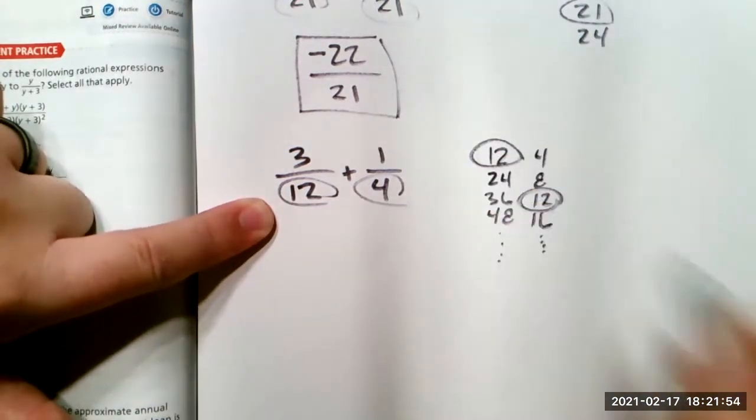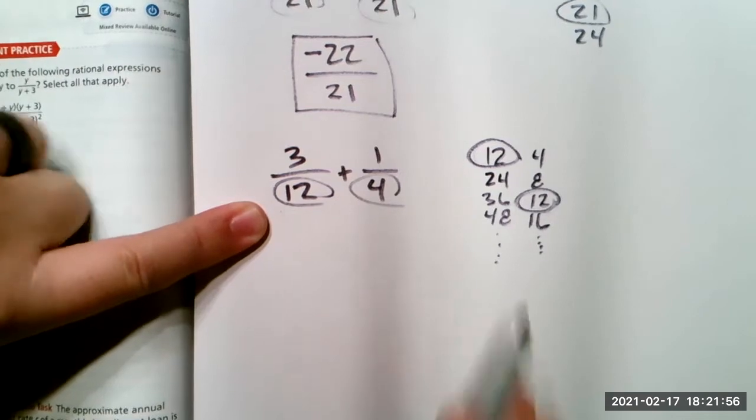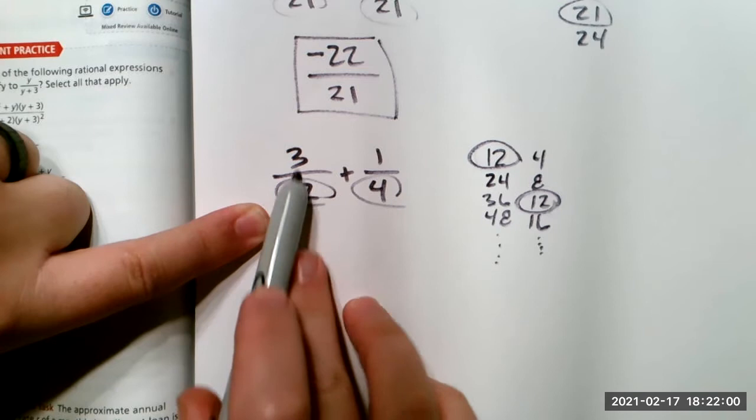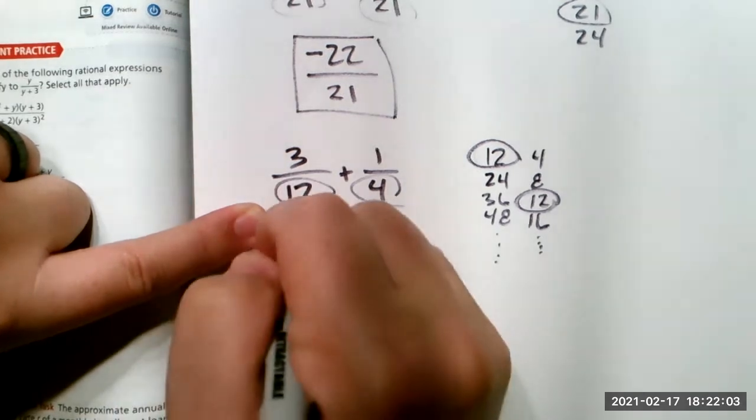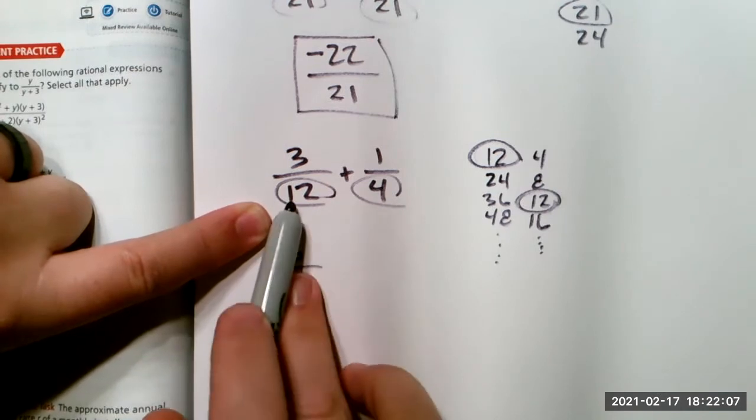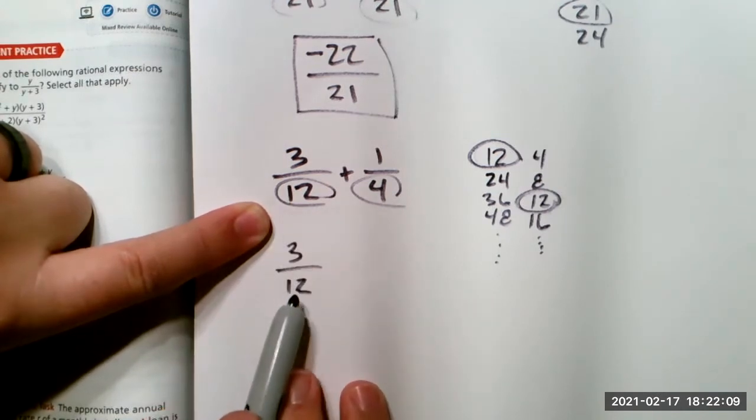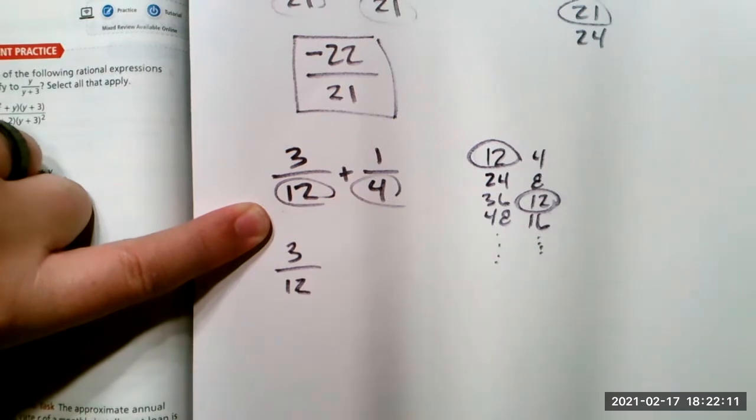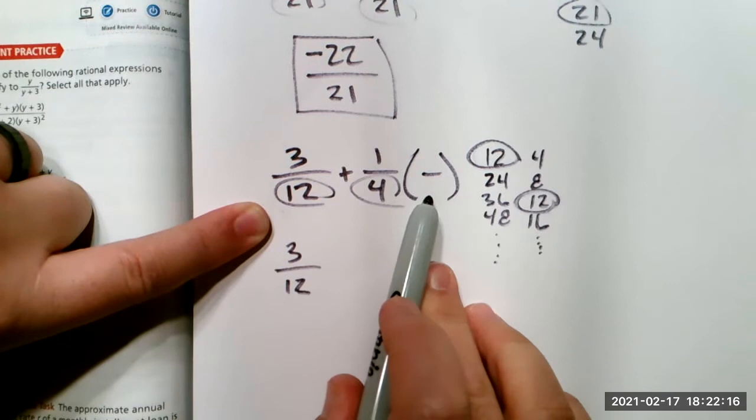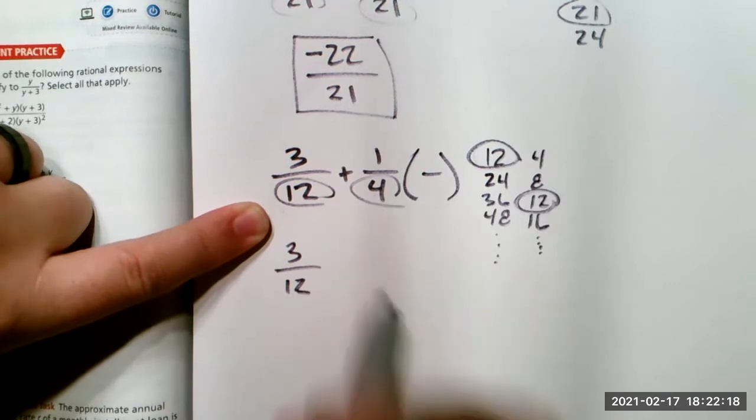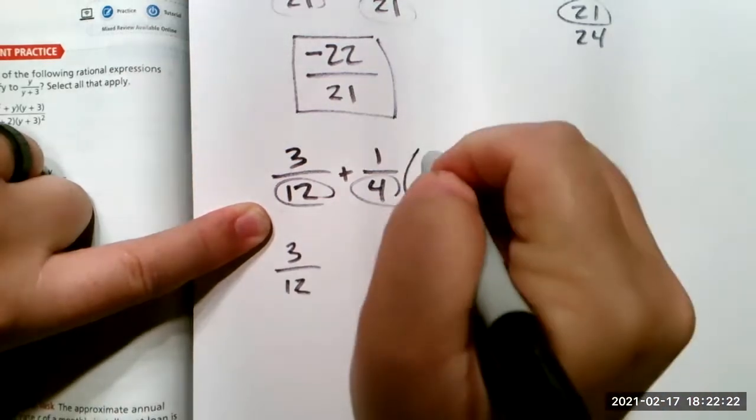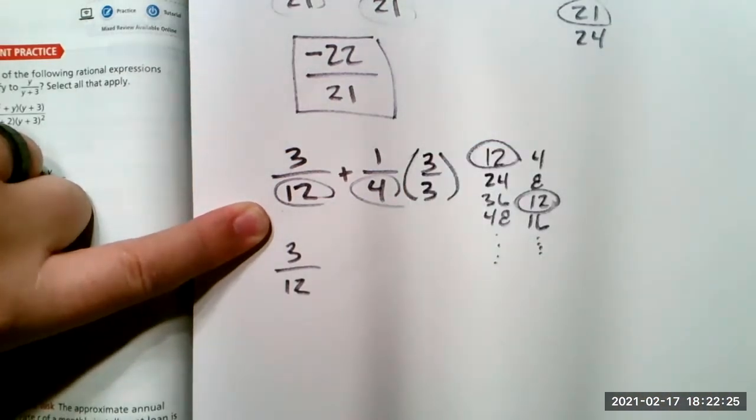I think my marker's dying. So they both can go into 12. So since this denominator is already a 12, I don't have to do anything to it. I don't have to multiply anything by it because the denominator is already what I want for my least common multiple. But then the second fraction, if I want that denominator to be a 12, I'm going to have to multiply 4 times 3. If I multiply the denominator by 3, I've got to multiply the numerator by 3. It's got to be the same thing.